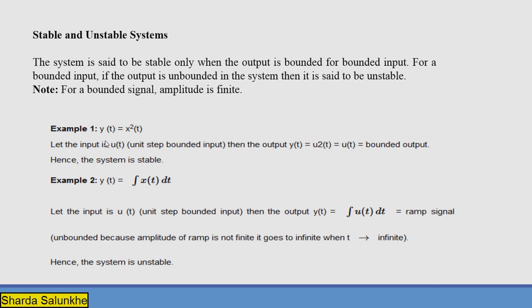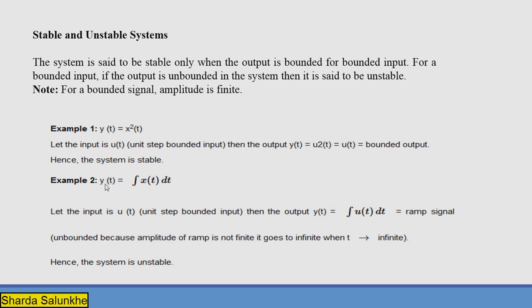Let us take one example. y of t is equal to x square of t. Let the input be u of t, that is, a unit step bounded input, and the output is u of 2t, that is u of t, a bounded output, because the scaling factor does not apply on a unit step. Hence the system is stable.